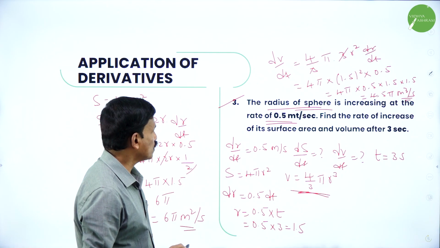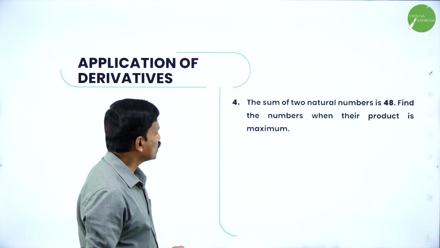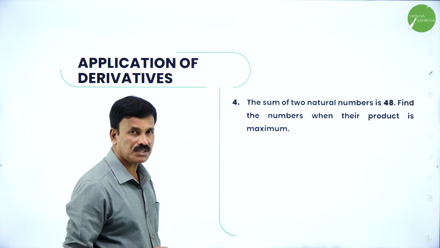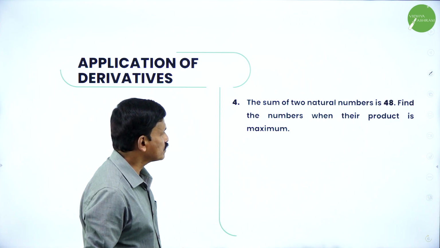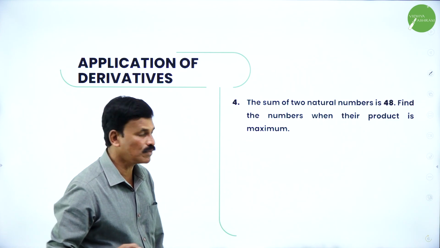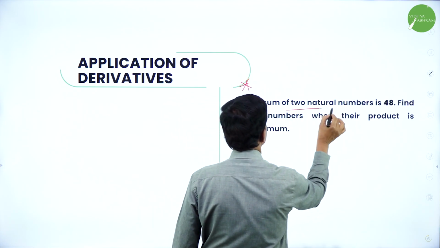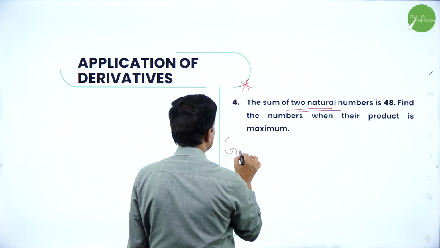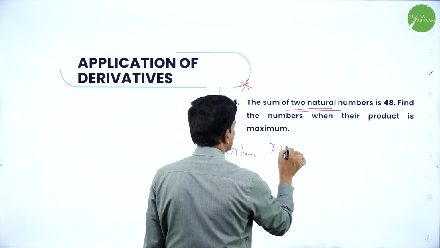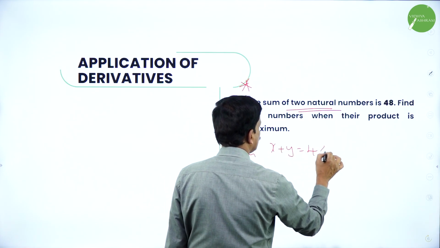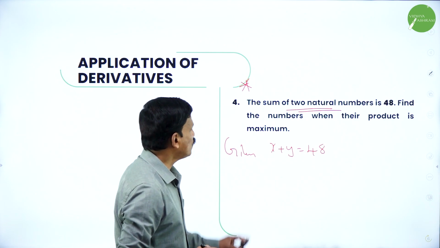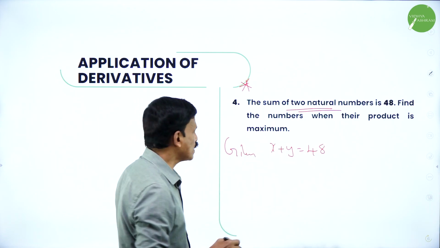Now move on to the next problem. This is a very important problem. The sum of two natural numbers is 48. Find the numbers when their product is maximum. This is also an important problem. What is given? The sum of two natural numbers is given. Let us consider the two natural numbers as x plus y is equal to 48. Then find the numbers when their product is maximum.